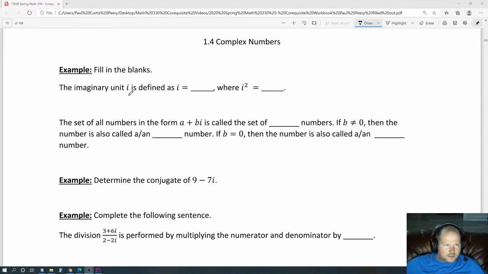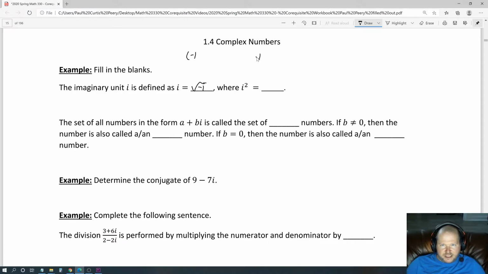1.4 complex numbers. Fill in the blanks. The imaginary unit i is defined as the square root of -1. So that's not a real number. For instance, the reason we know that is because if I say, what's the square root of -1? Well, let's move on more to the definitions.